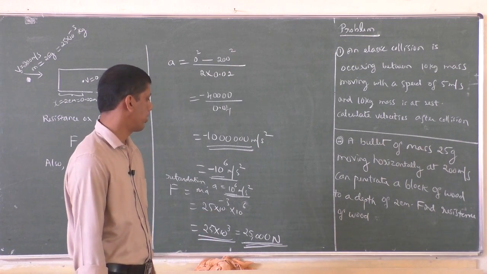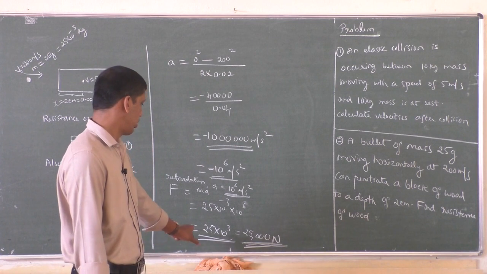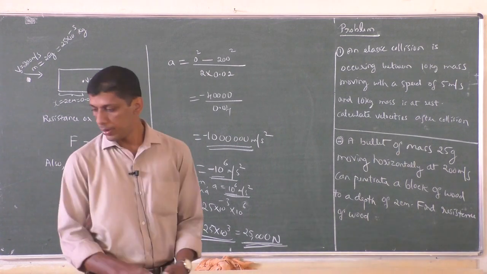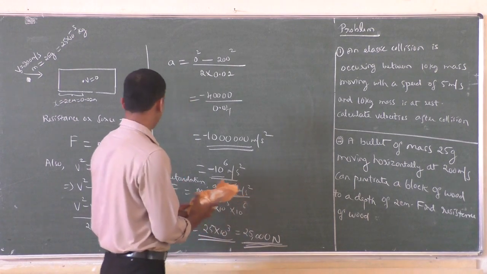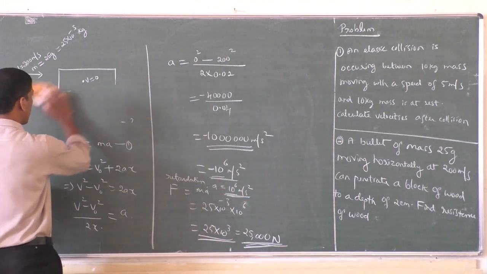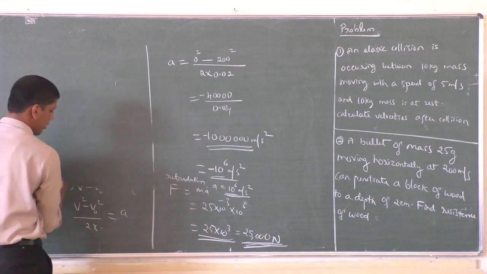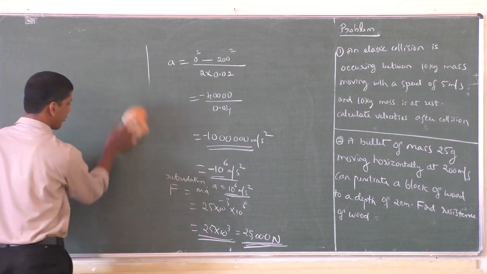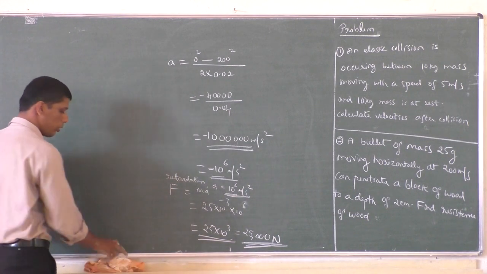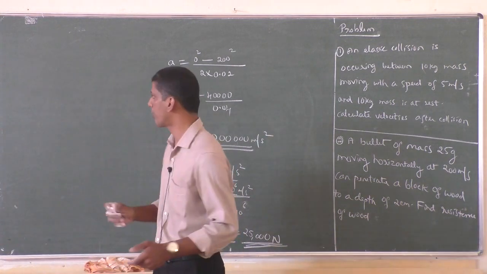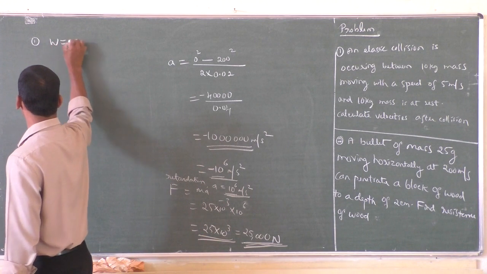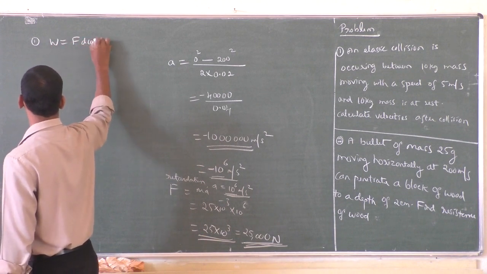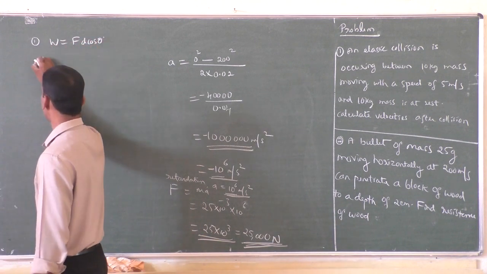So these are the various problems. Now we can list out the formulas. Here the chapter is completely over. Now we can make a formula list. Write some important formulas. The first formula coming under this chapter is W is equal to F into D into cos theta. That is the first formula for the work done.